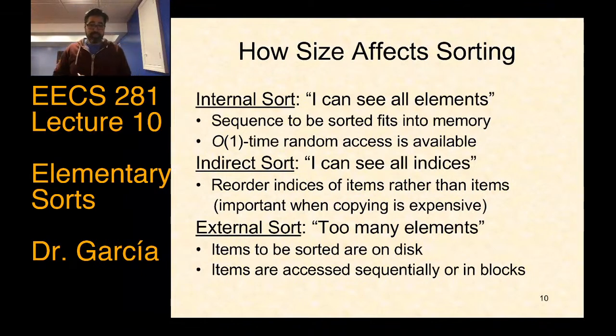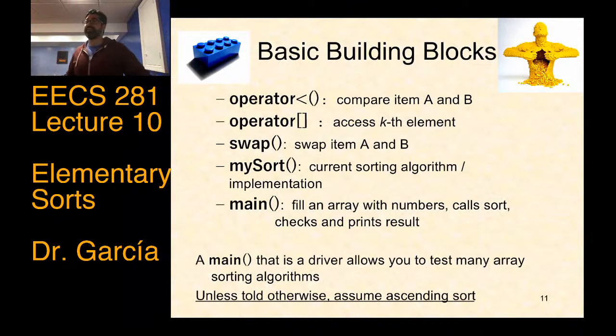All right. So in discussing any sorting algorithm, you have several building blocks. You have the less than operator, which is what we're going to use to compare. You have the random access, which is just a square bracket operator. You have a swap operation, which you've seen many times. Then you have whatever you call your sorting algorithm. And then you're going to have a main function that you're going to use to test your sorting, which is just going to consist of filling a vector or an array with a bunch of random values, passing it to your sort algorithm, and then making sure that the output is as expected.